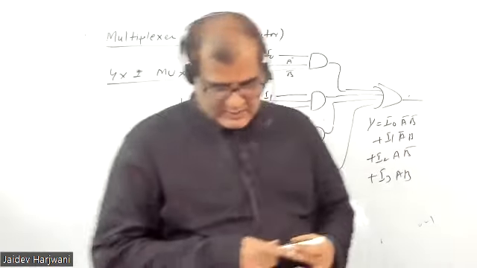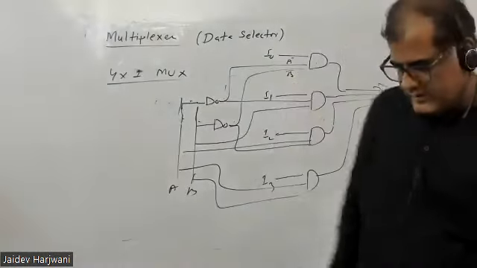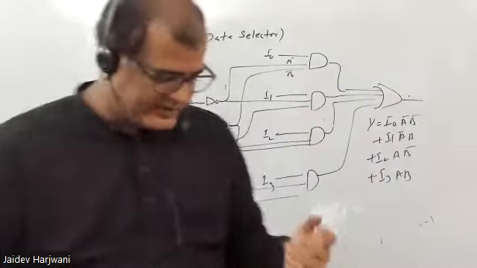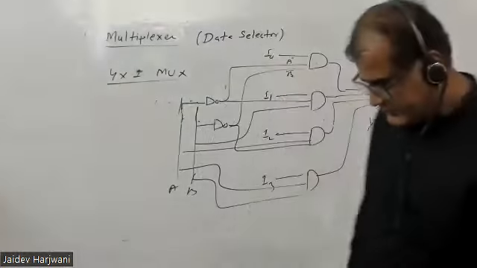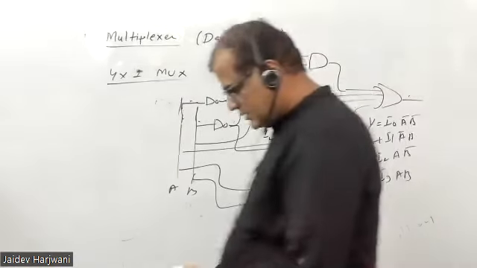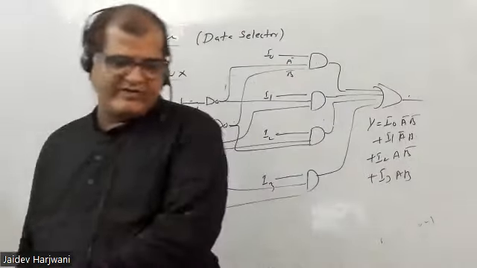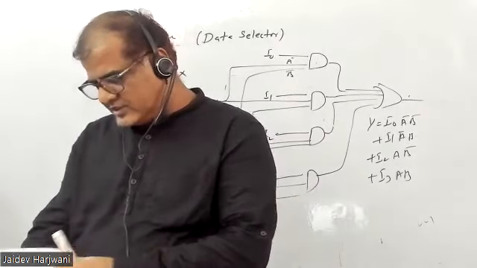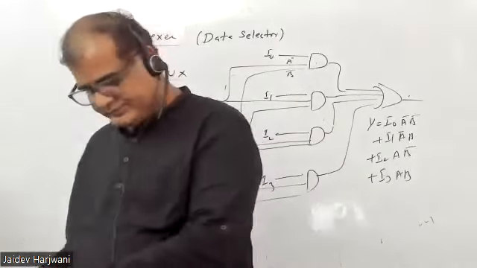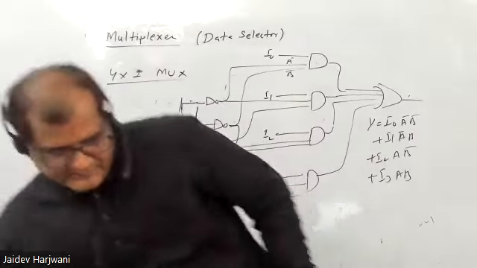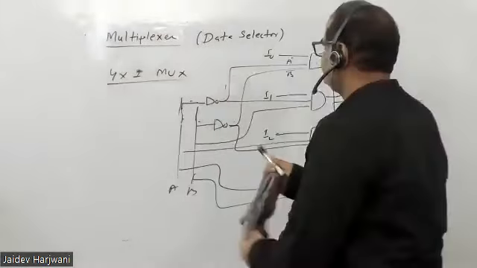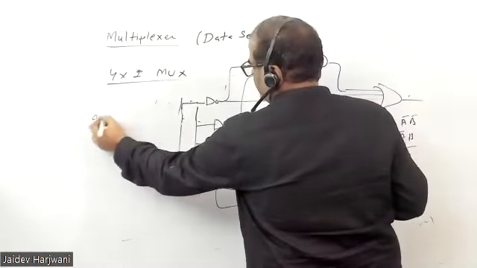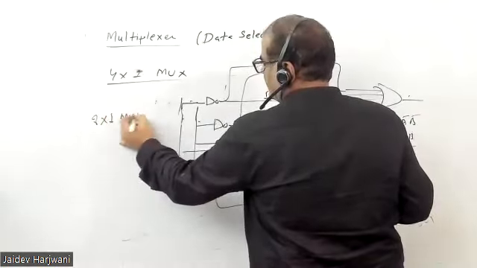Okay. अब इसका काम क्या है? कैसे काम करता है? हमारे लिए एग्जाम के पॉइंट ऑफ व्यू से कैसे यूजफुल है? That we have to see. So now you can make 8 into 1 multiplexer. Okay. So the circuit is homework for you. Now we'll discuss the applications.